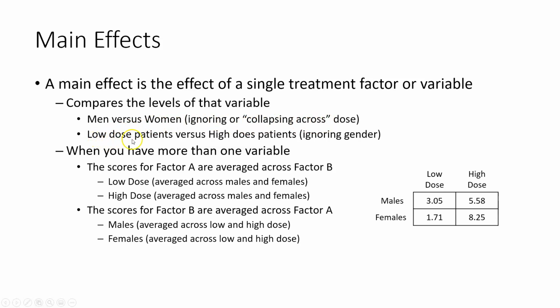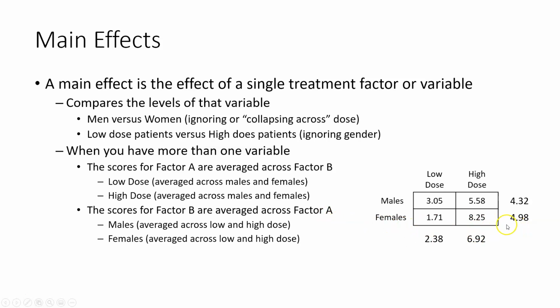If we have low-dose patients versus high-dose patients, and we ignore gender, then that would be another main effect, or another test for a main effect. So, for instance, the low dose here has an average of 2.38, regardless of their gender, and high dose 6.92. If we found a significant difference there, it would be considered a main effect. The difference between males and females here, if it was different, it would be considered a main effect.